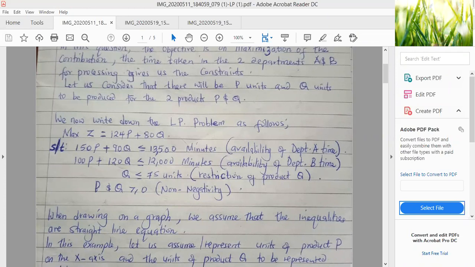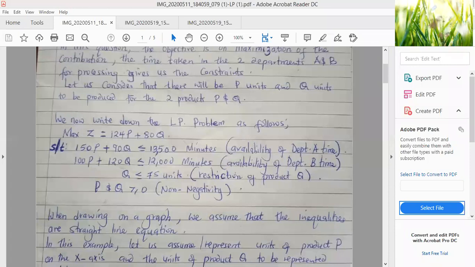I have a question. In the graphical example, there's the x axis and there's the y axis. You have written P on the x axis where the x axis is supposed to be. But in the equation you've written 150p plus 90q is equal to 13,500, right? But 150p is in the Q axis. You have interchanged. No.